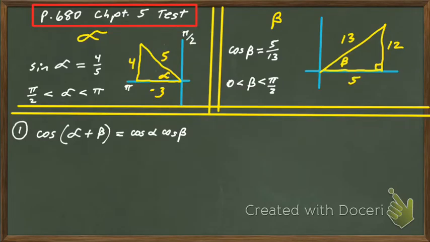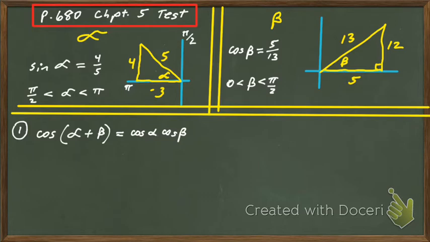Okay, this is page 680, chapter 5 test. They tell us that the sine of alpha is 4/5. Sine is opposite over hypotenuse. Then I find that the missing side is 3 using the Pythagorean theorem, and it's negative because it's in quadrant 2, where x is negative.